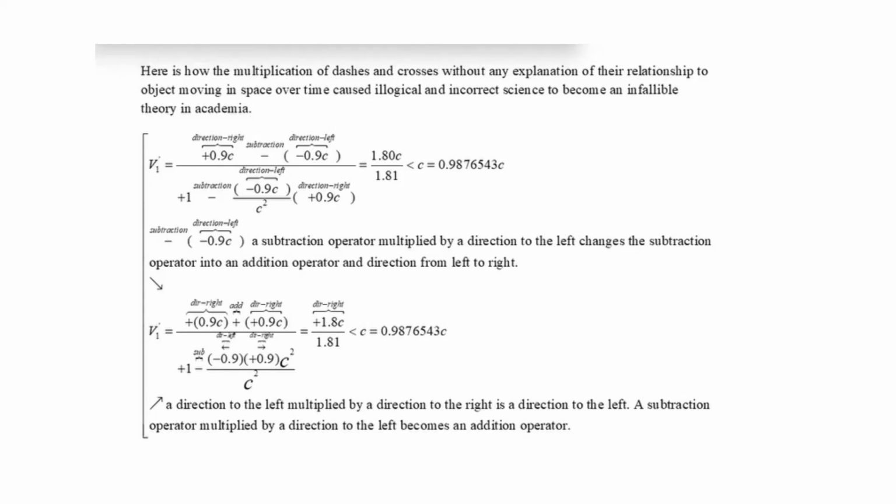So when we do that, we get 1.8 c for the direction to the right. And now if we take the left multiplied by a direction to the right and a direction to the left, a subtraction operator multiplied by the direction to the left becomes an addition operator. So when you go through BS math, you get 1.81 divided into 1.8, and therefore it comes out to be less than c.